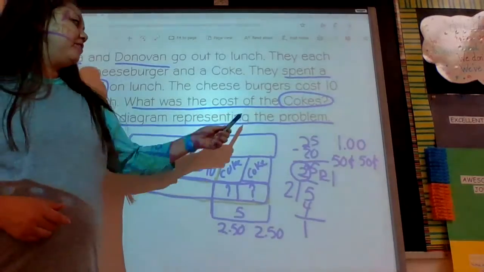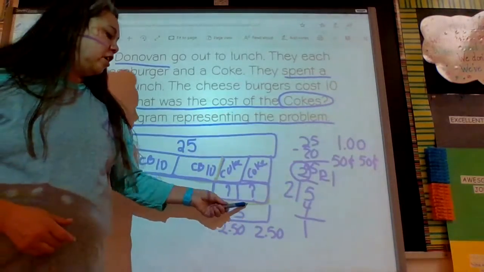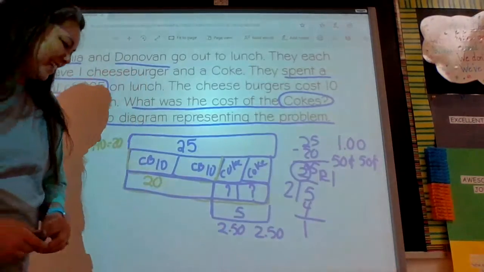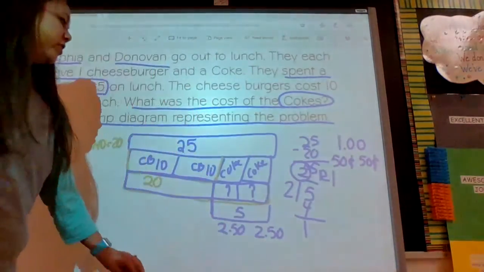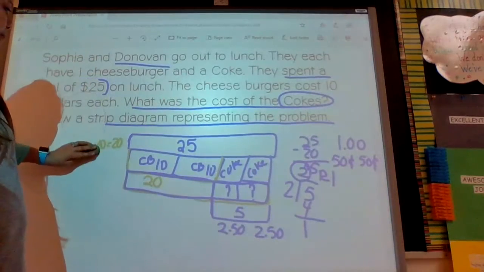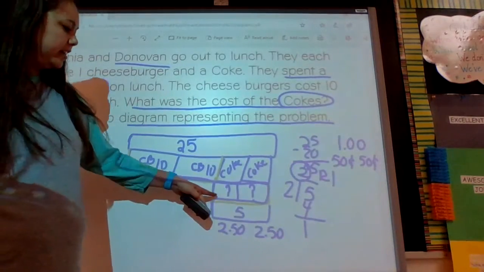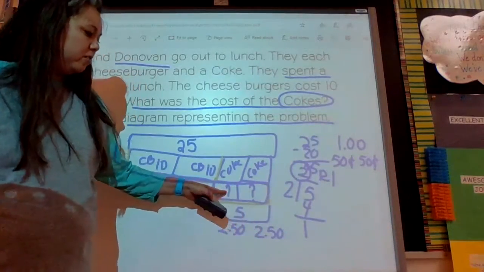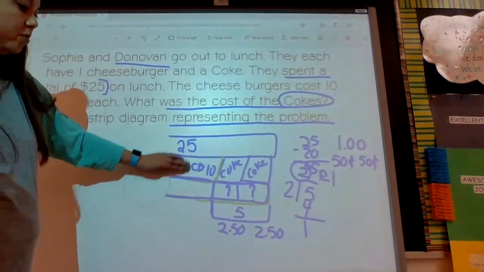So I could take it even further. The cost of the Cokes was $5. Each Coke was $2.50. So I just wanted to take it down a little bit further for you. But with strip diagrams, I could automatically see, oh, those 2 have to be the same as this amount, and those amounts have to be equal.